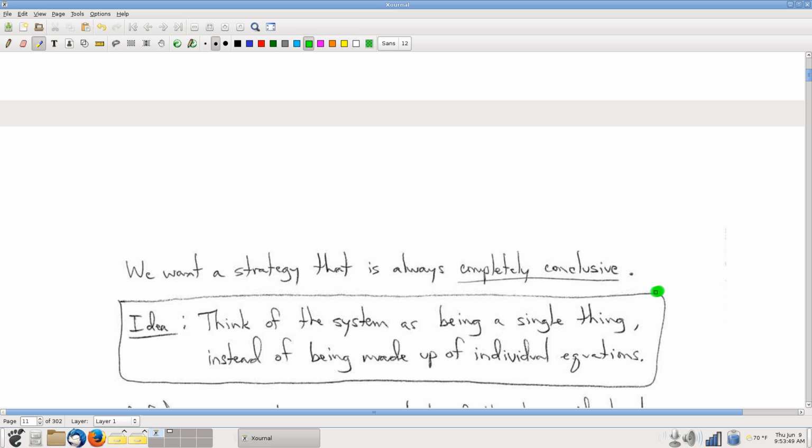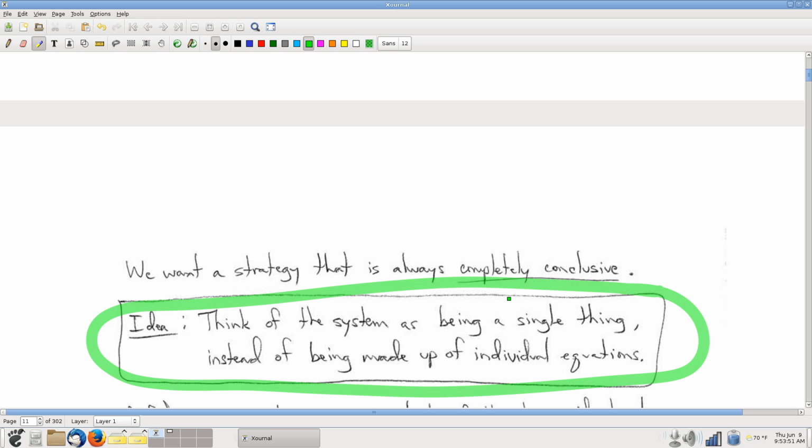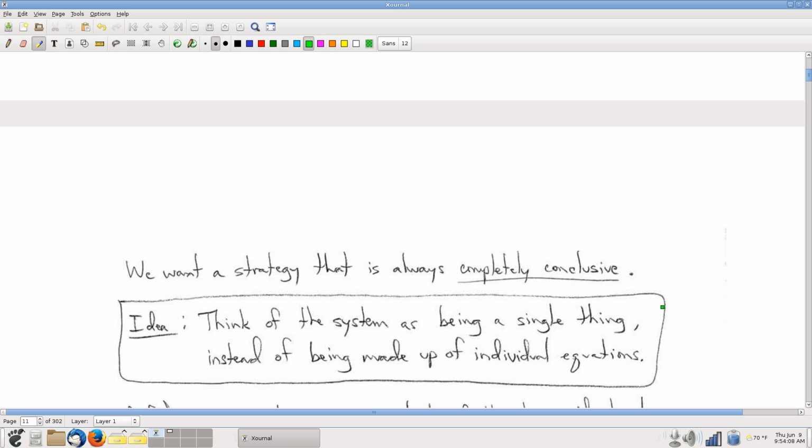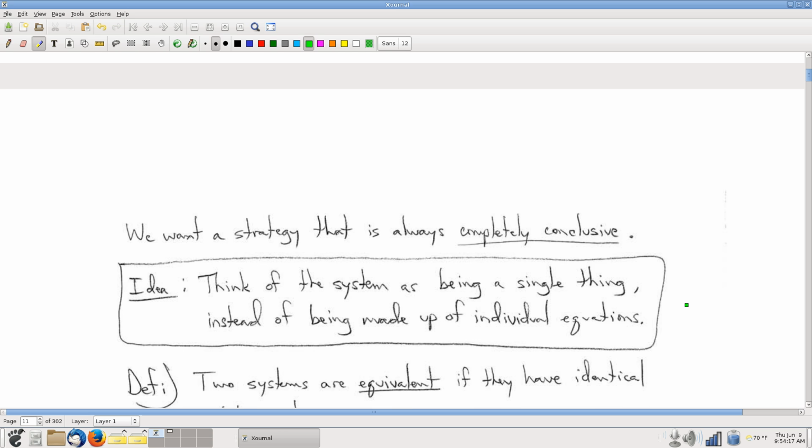The first idea is to change our point of view. We are not looking at a bunch of equations. We are looking at a system. Think of it as a singular thing, a single system, as opposed to multiple equations. Of course, there are multiple equations inside of the system, but the point is we want to focus our attention on the system, not on individually the equations.